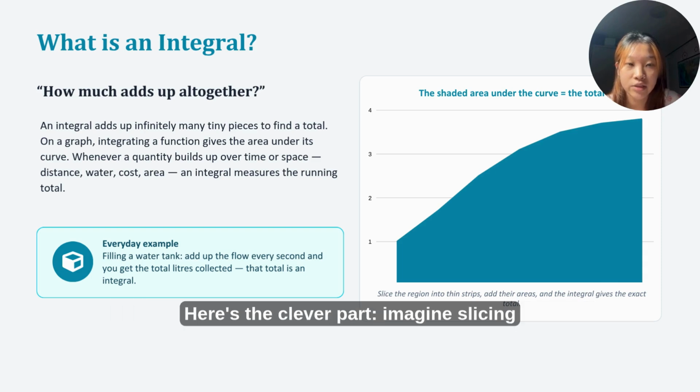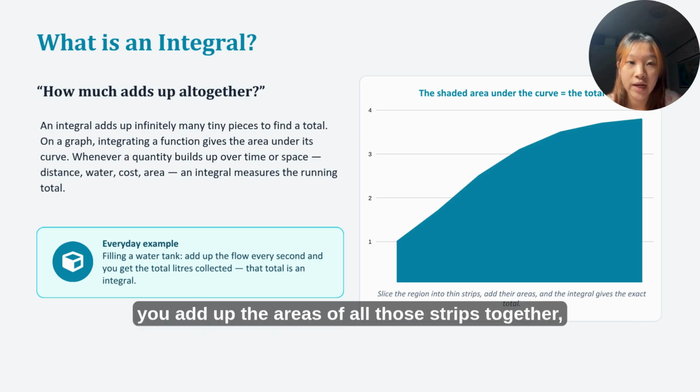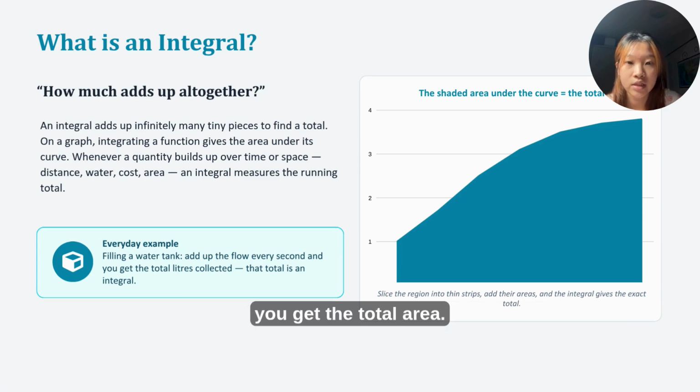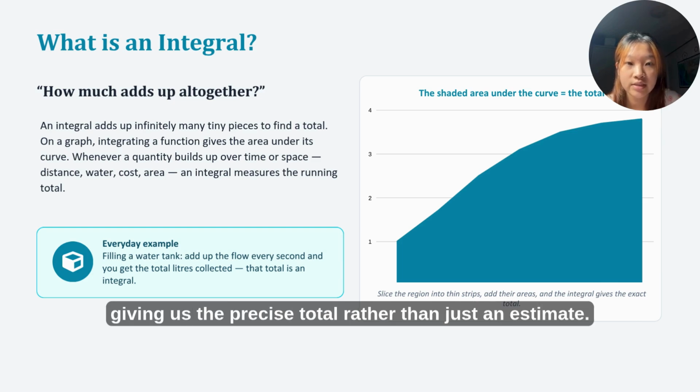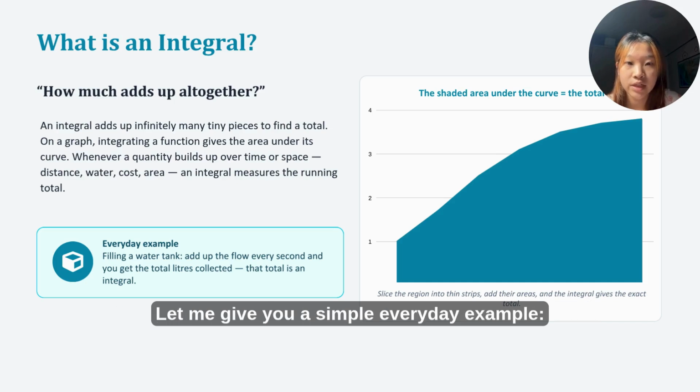That shaded teal region sitting under the curve represents the total amount we are adding up. Here's the clever part. Imagine slicing that whole region into a great many very thin vertical strips. Each strip has a tiny area, and if you add up the areas of all those strips together, you get the total area. The integral does exactly this, and it does it perfectly, giving us the precise total rather than just an estimate.